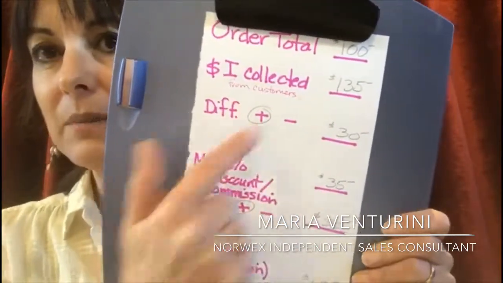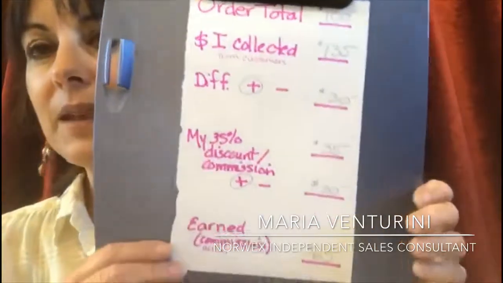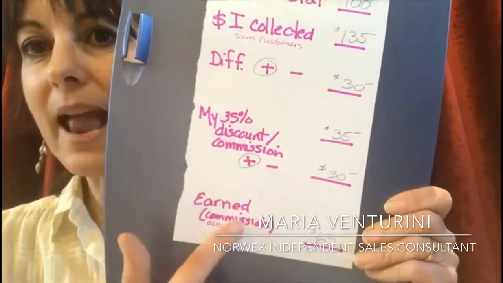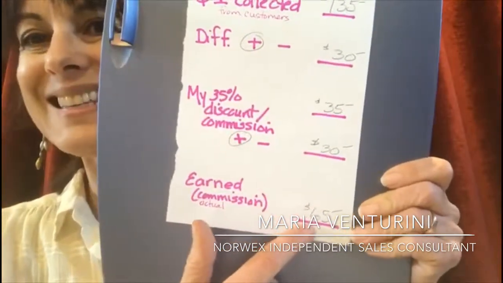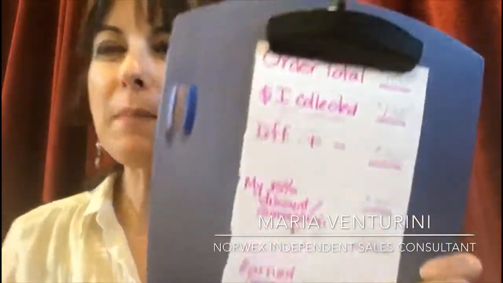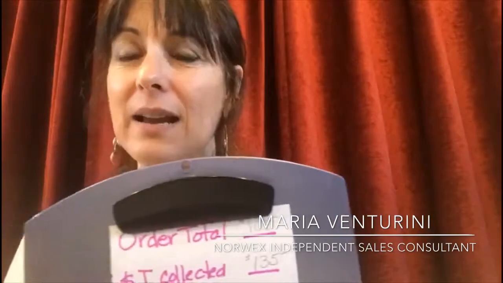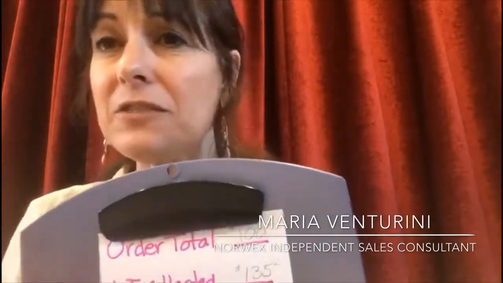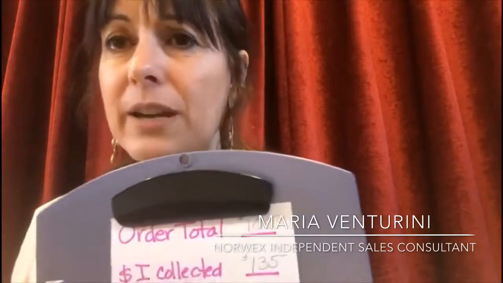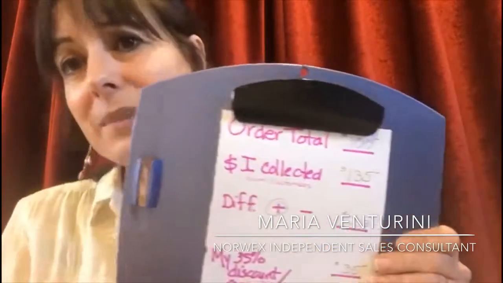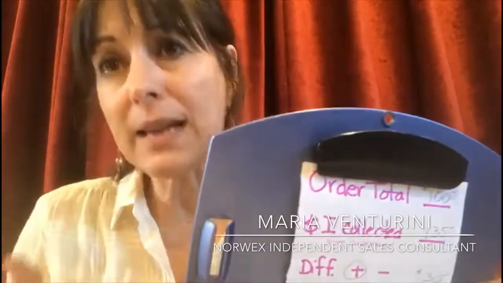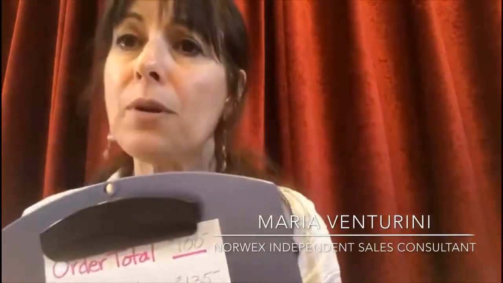So Norwex says that my commission here should be $35, but in actuality, with the plus $30, my actual earnings for this party is $65. So when my accountant says, Maria, whether I show plus or minus, do you have evidence for all of this, and are you keeping records? Yes, I am. And this system that I just created is really giving me peace of mind that I am, to the best of my ability, able to report accurately my earnings.